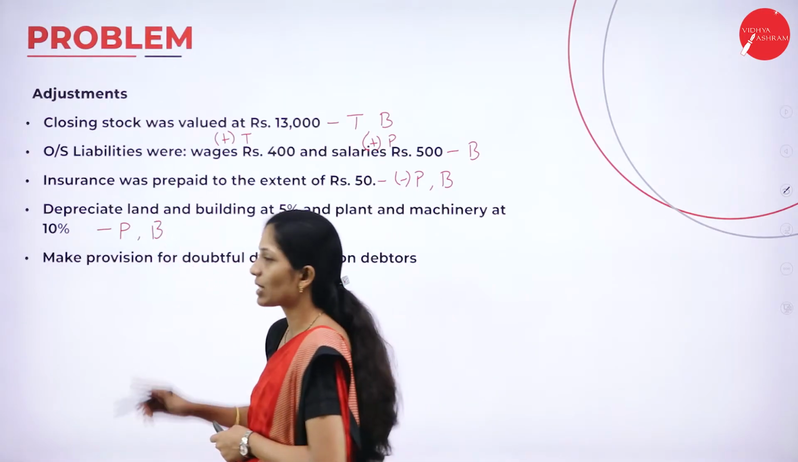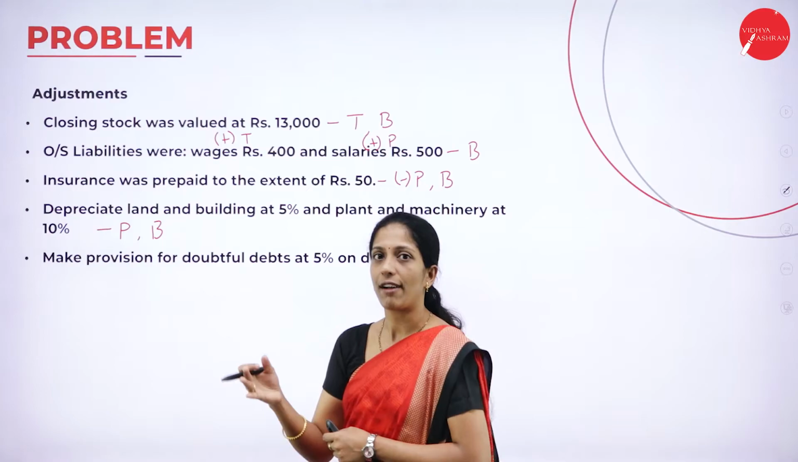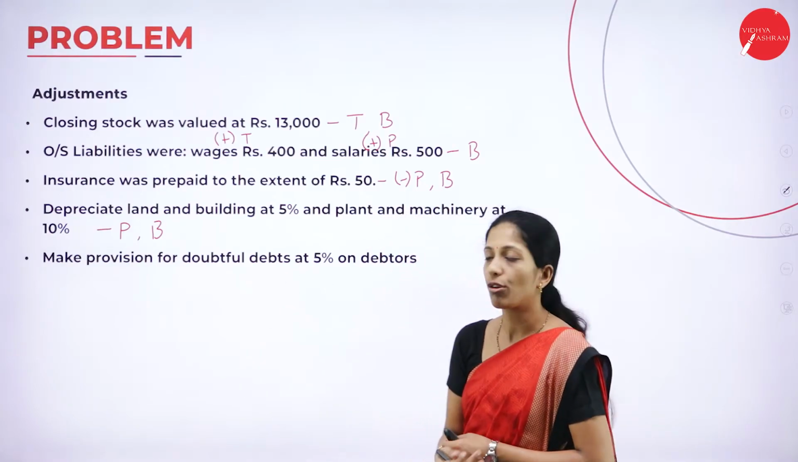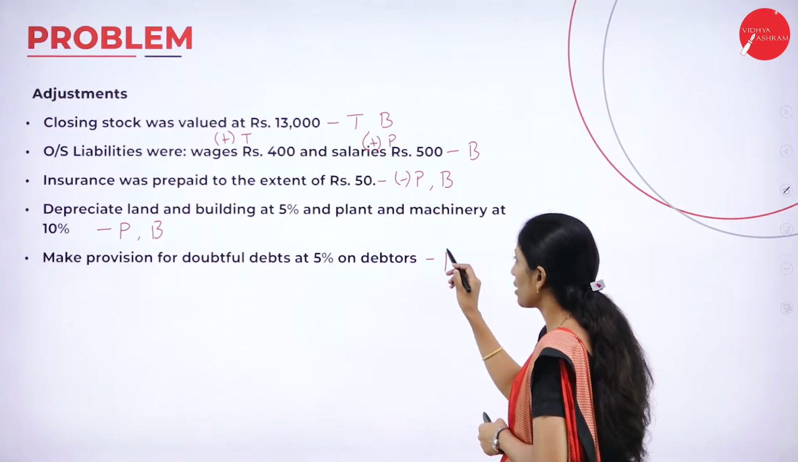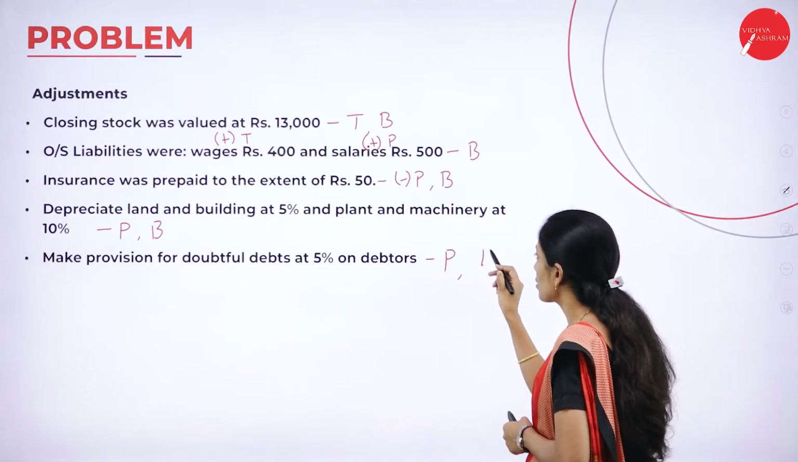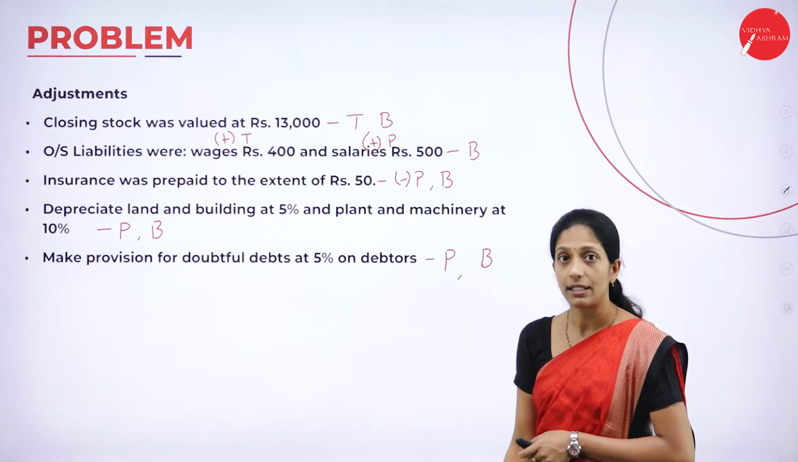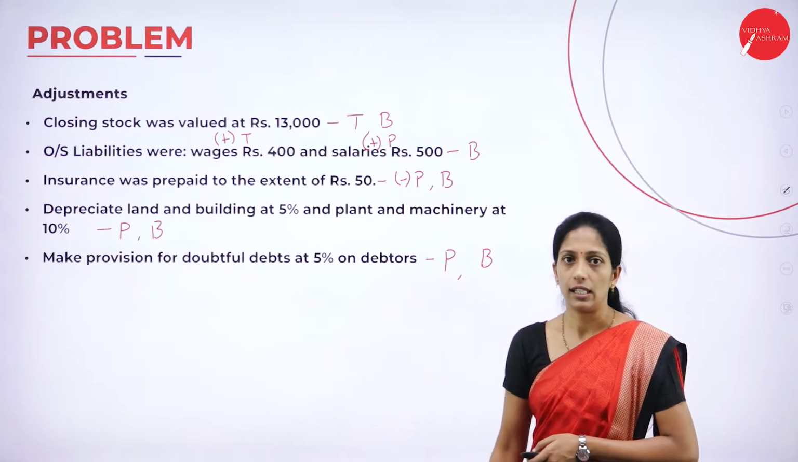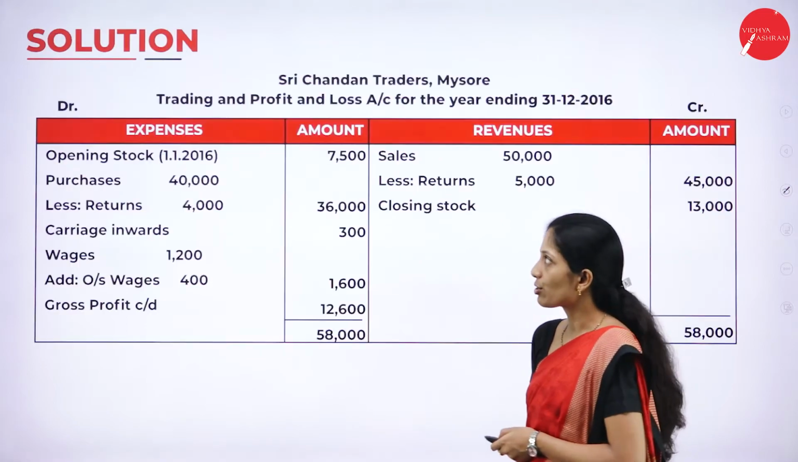So depreciation means what? Decrease. So we have to minus in the balance sheet. Make provision for doubtful debts. So we'll take in profit and loss account once and minus in the balance sheet from the debtors. So these are the adjustments. So hope you are clear. Now we shall directly go through the solution.